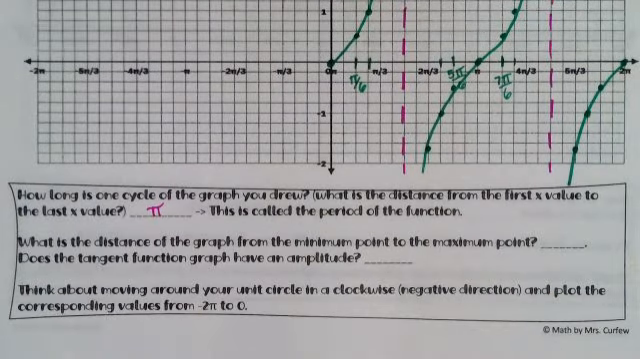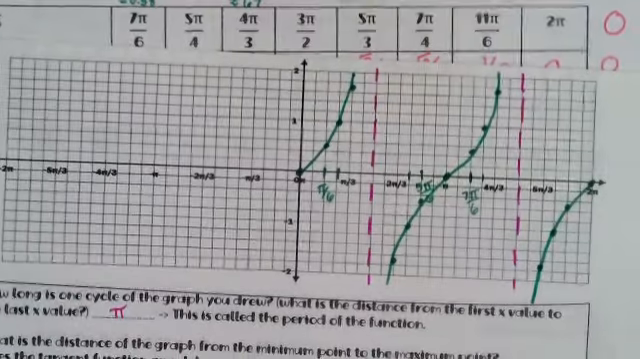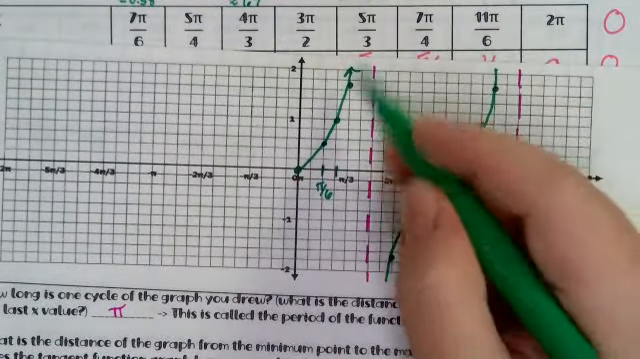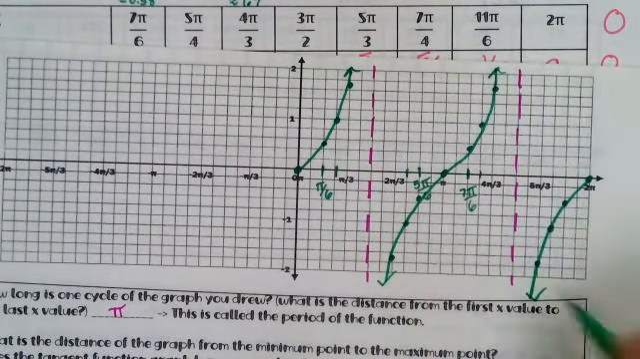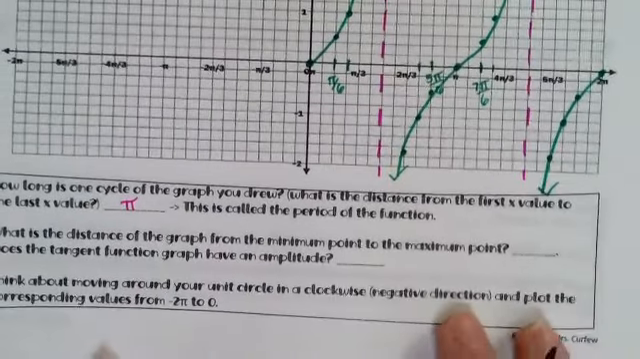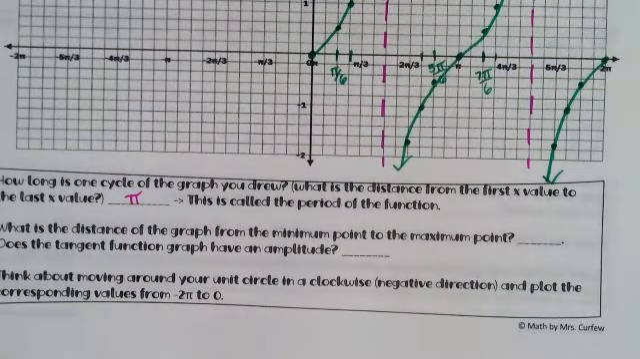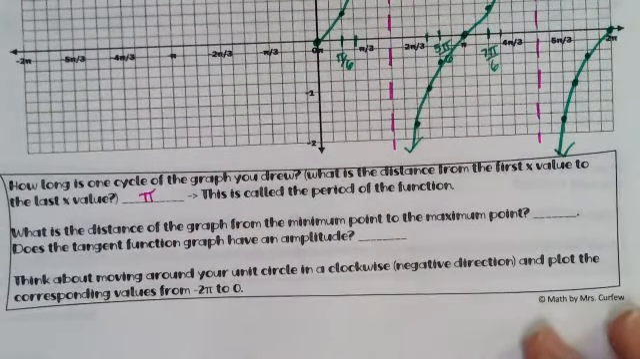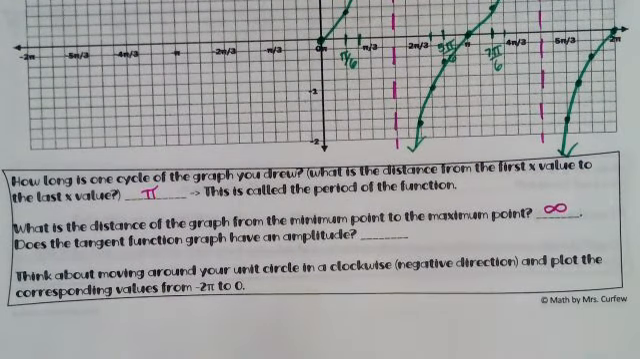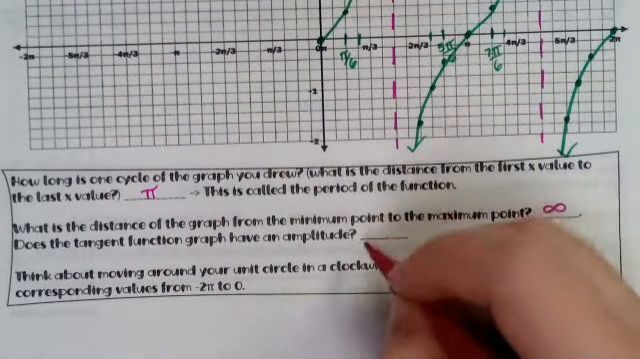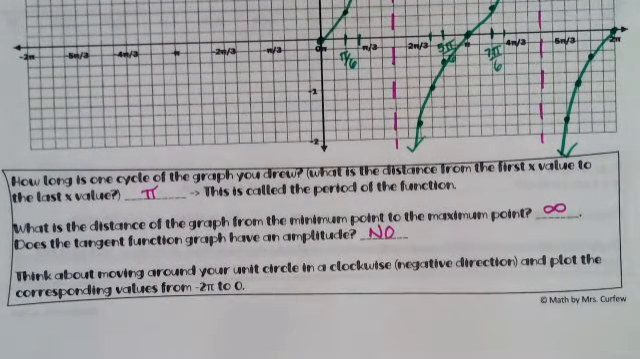Next thing says, what's the distance of the graph from the minimum point to the maximum point? And on this, guys, I would say that this is kind of a trick question. They're trying to see if you recognize the fact that this continues up forever and that it goes down forever. Because there is no minimum, there is no maximum, you can't really recognize a distance between the two. You could say infinity if you wish. That would probably be the simplest answer because you can't really calculate that. And if there is no minimum or maximum, there is no amplitude. So they said, is there an amplitude?